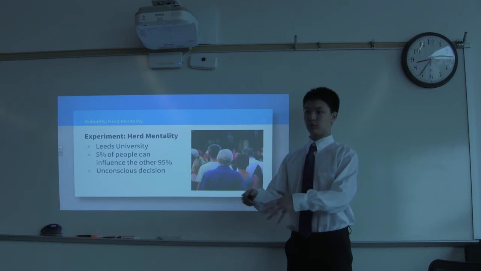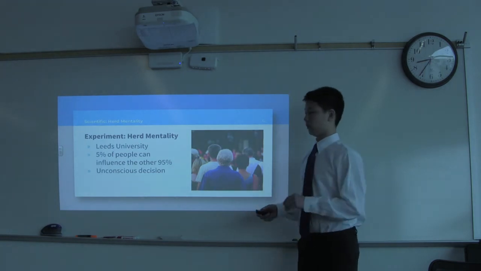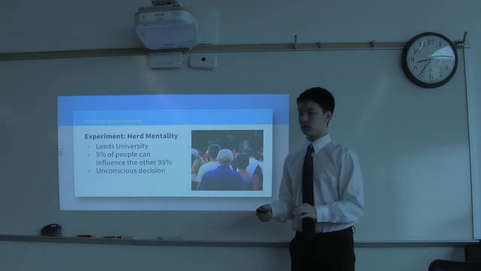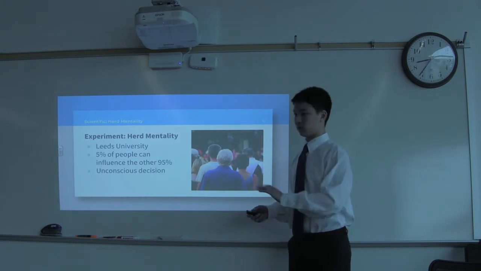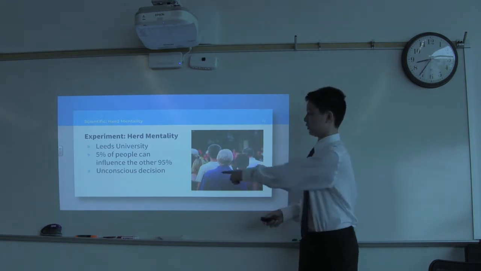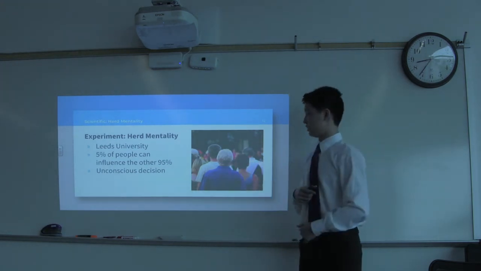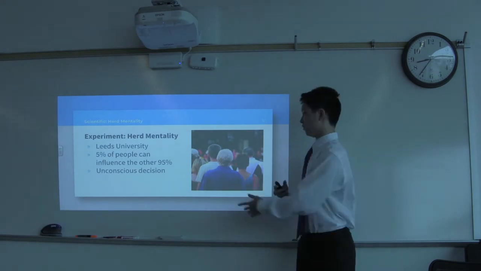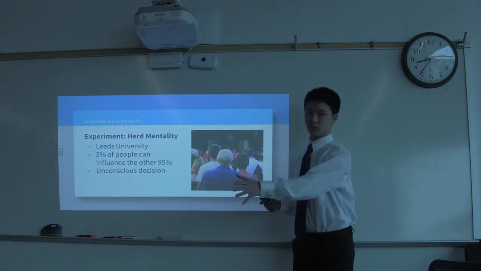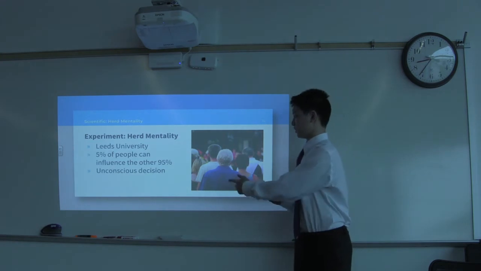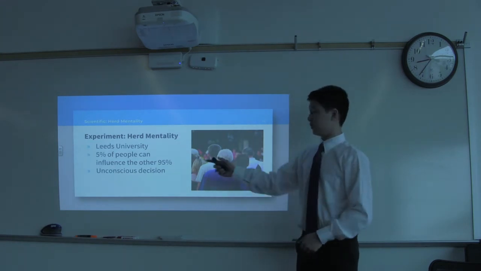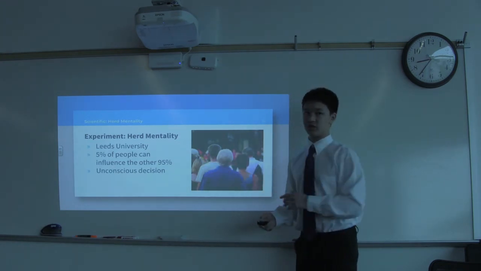So a bunch of people were placed into a great hall where no one was told where to walk, and they were not allowed to talk to each other, except only 5% of the people were given explicit instructions on where to go. And over time, the entire group started moving in one direction. So this is pretty cool because it shows that the 95% of the people made an unconscious decision to follow the social norm.